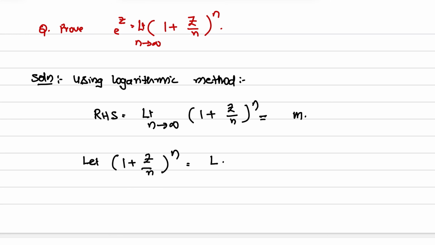Now, what do we have to prove? We have the limit as n tends to infinity of L equal to M. We have to prove that M is equal to e to the power of z. For proving that, we have to find out the value of L. L is (1 plus z by n) to the power of n.